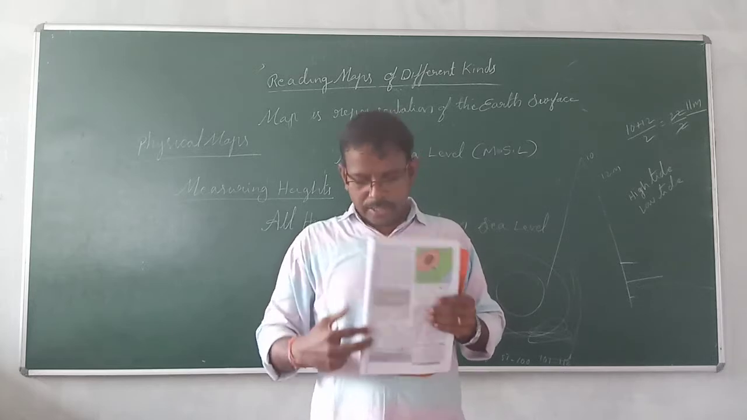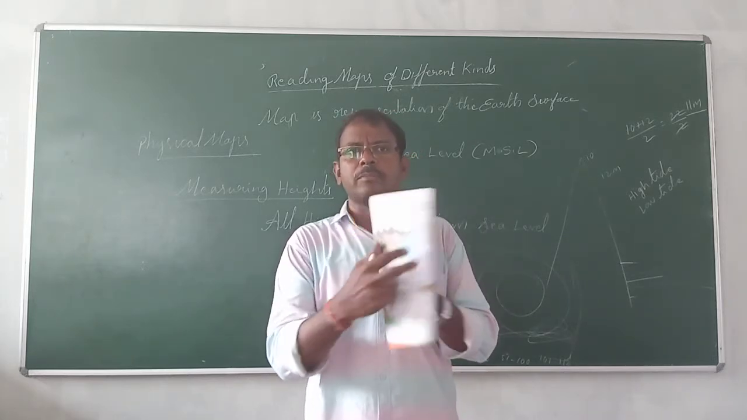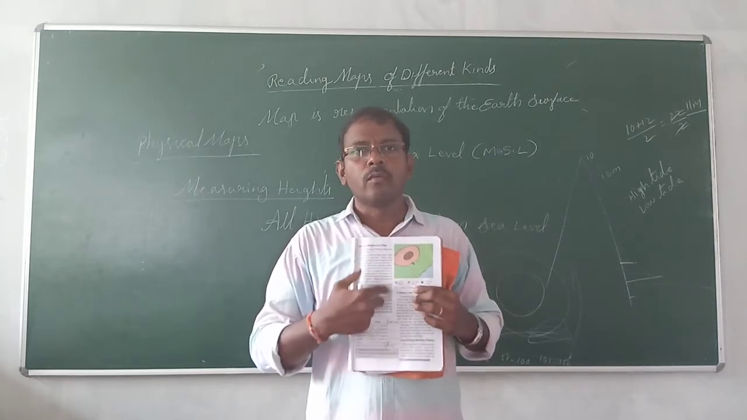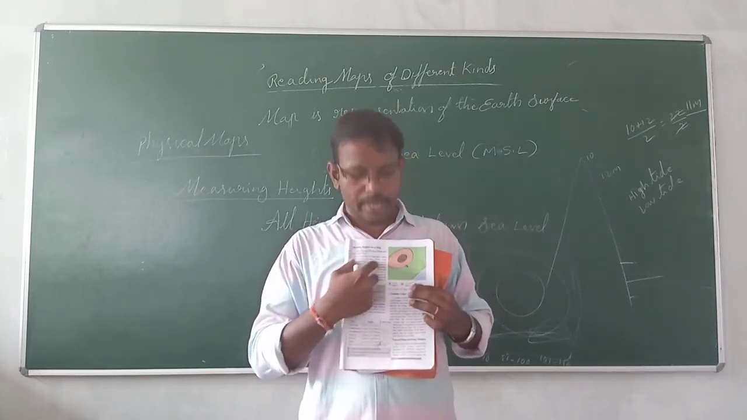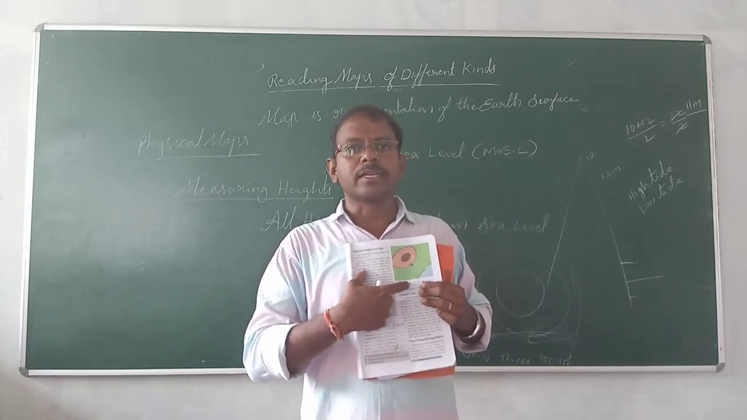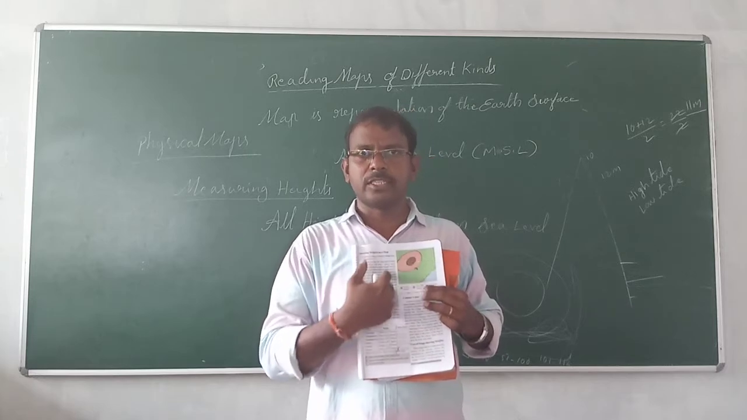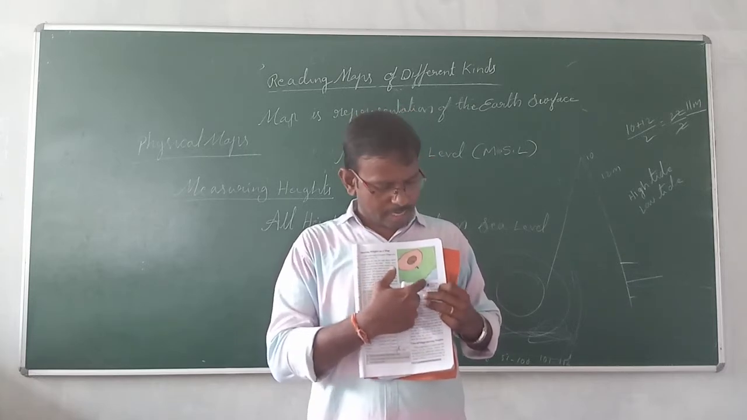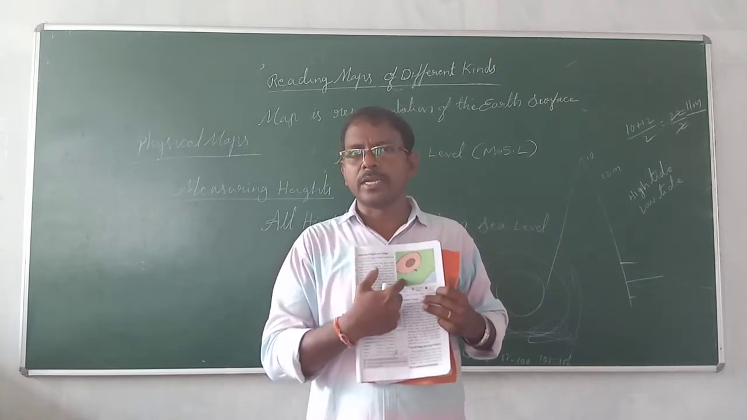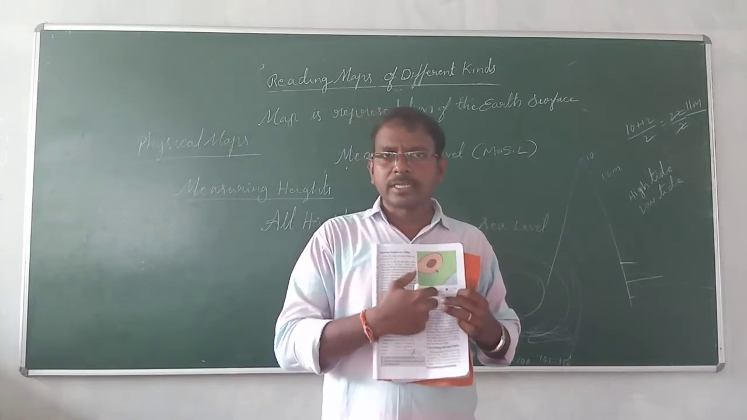In the diagram, we can't get all the information, but here in the map we can get all the information: in which direction, which place is located. See this. Green color has been given for 0 to 50 meters, that is, places 0 to 50 meters from the sea level. Whatever is there, those places are located only 50 meters high.